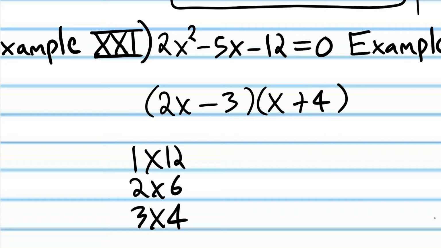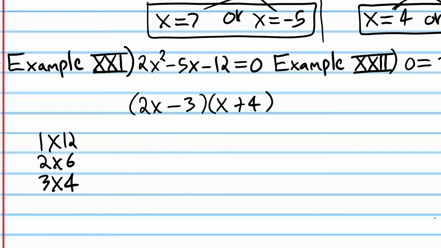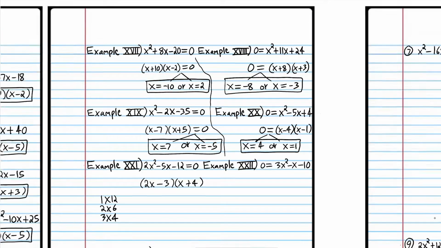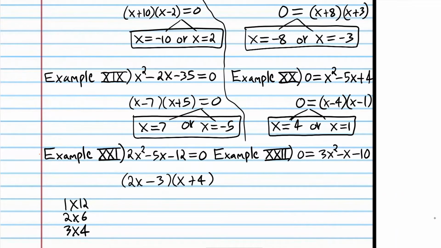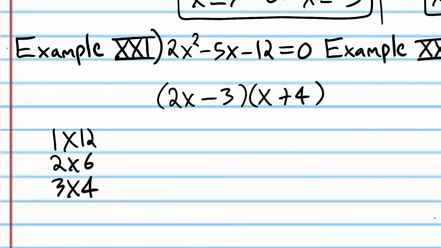So if we FOIL that back out, and this is an important point, you're going to ask, how do we know that this is the right factorization? Well, like I said, you have to FOIL it back out. In the previous problems, you don't really have to FOIL it back out because you can just use those two numbers alone to figure out if it's the right answer. But in this case, we have to FOIL it back out.